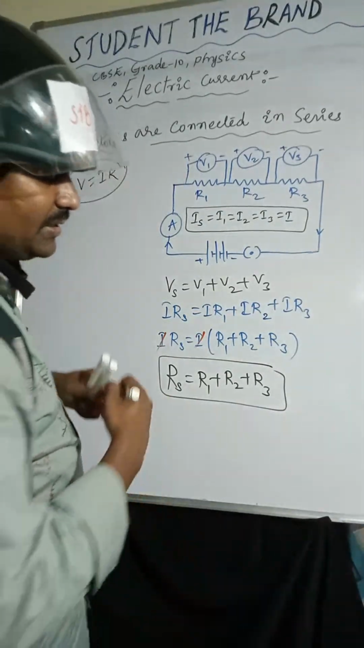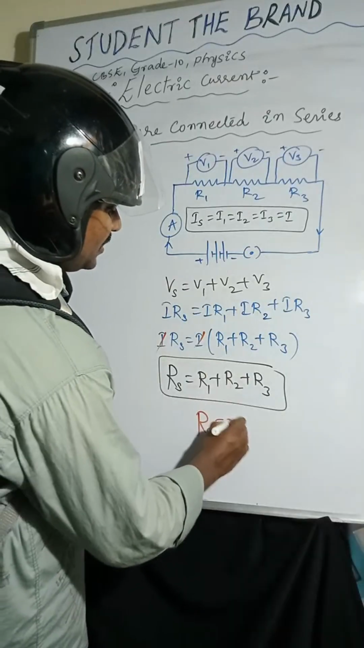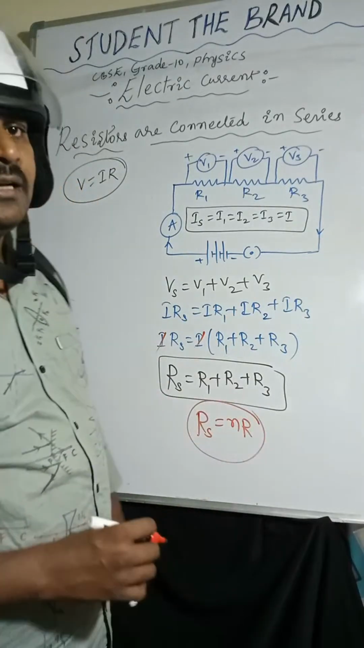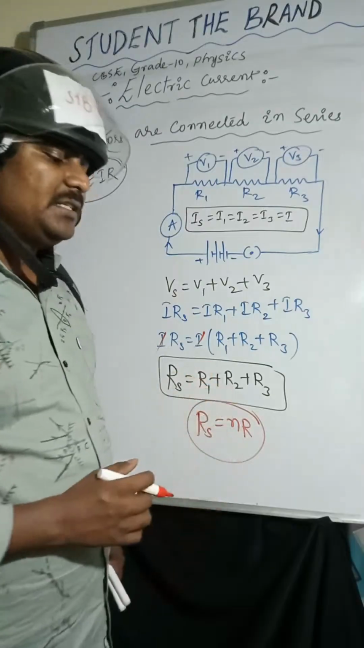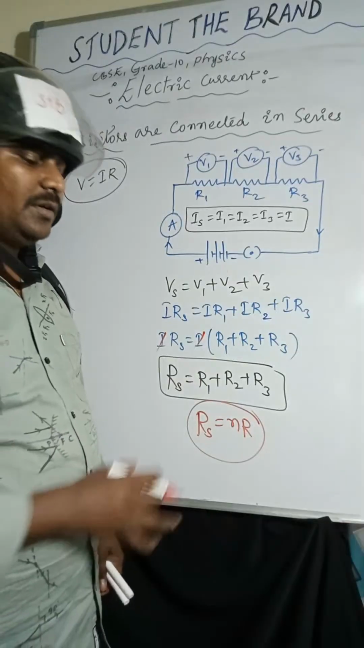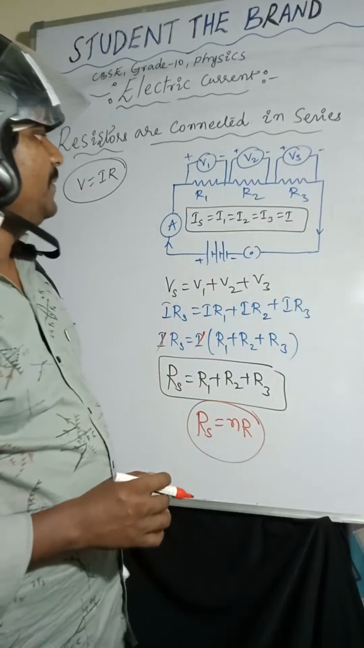If n number of resistors are connected in series combination, then the formula is Rs equal to nR. Very, very important formula, so make sure that you remember this point.